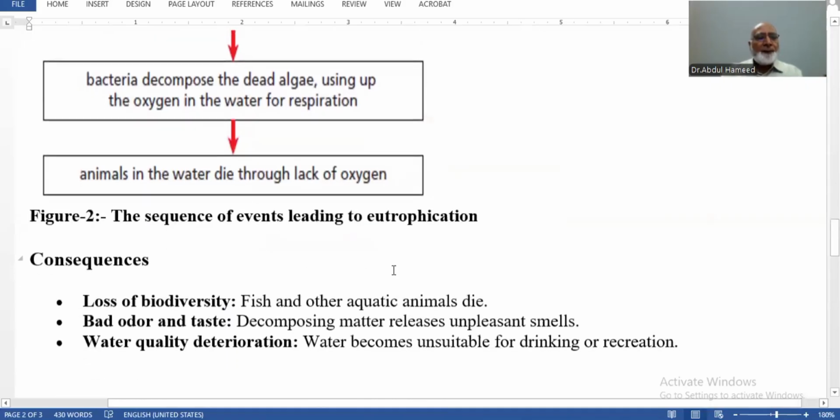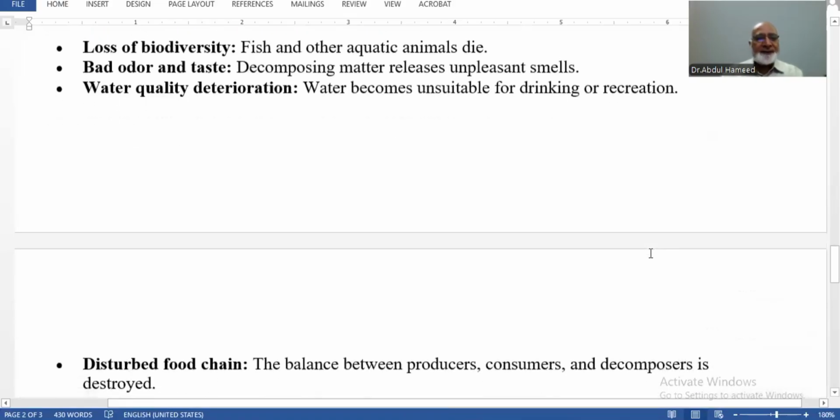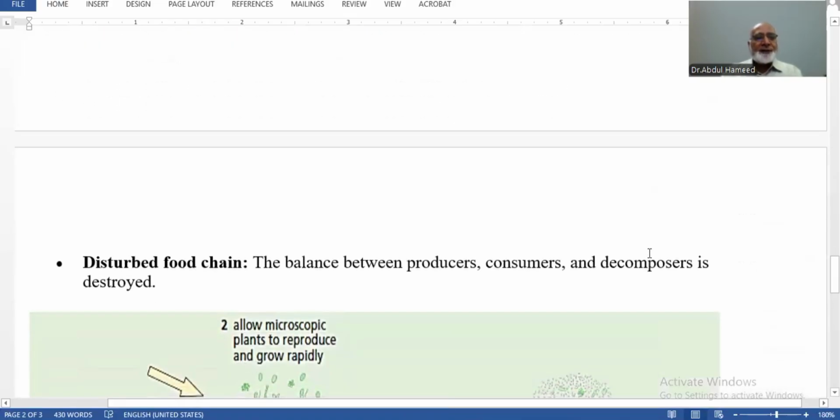So what will be the consequence of eutrophication? Ultimate consequences: the loss of biodiversity, fish and other aquatic animals will die. Then the bad odor and taste, decomposing water releases unpleasant smells. Then the water quality deterioration, water becomes unsuitable for drinking or recreational activities. And then the disturbed food chain, because the balance between producers, consumers, and decomposers is destroyed.